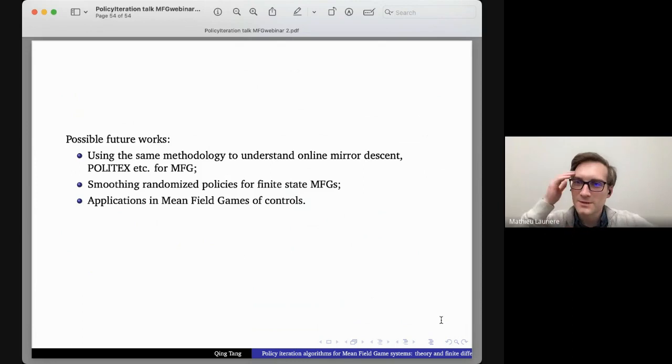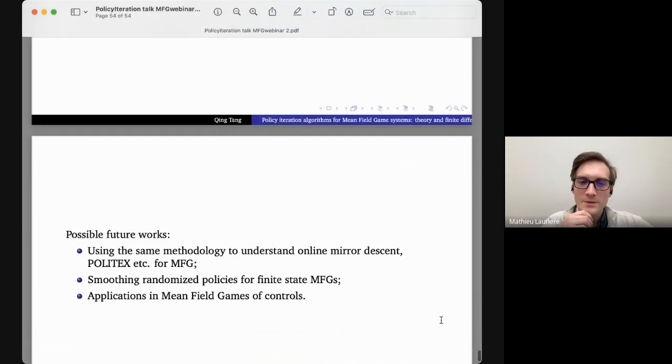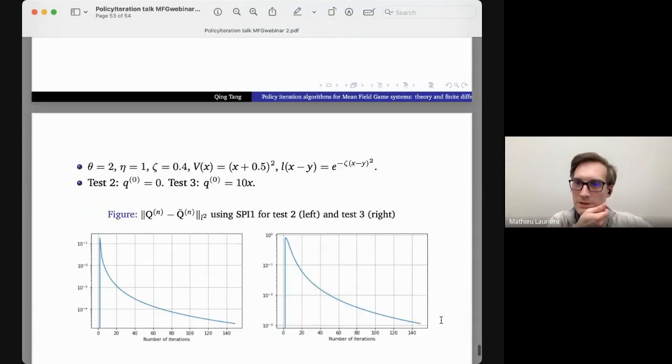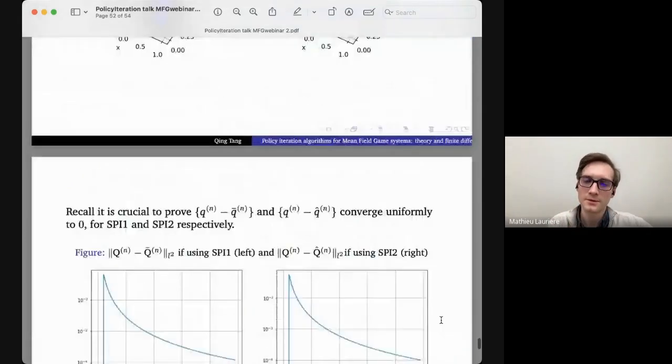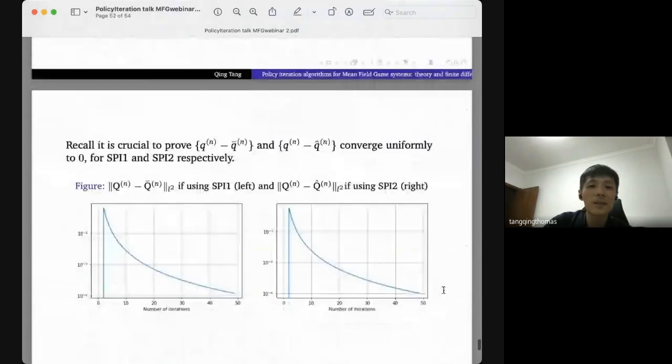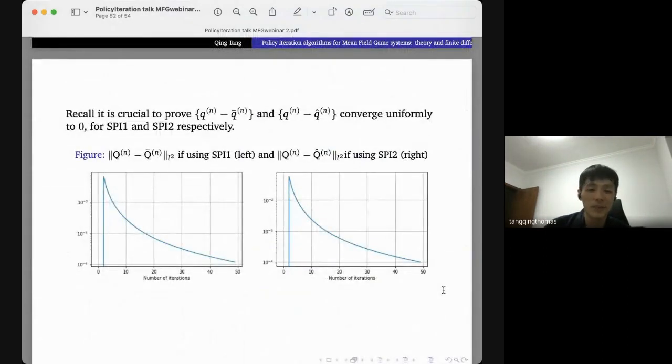I have one quick question on the plot you were showing at the end. Maybe you said it, but here it looks like it starts very low and then goes up and then goes down again. Is it because at the first iteration the distance is 0? Yeah, it's just the first point. Exactly. Q0 and Q bar 0 are the same by definition. So it starts from 0.